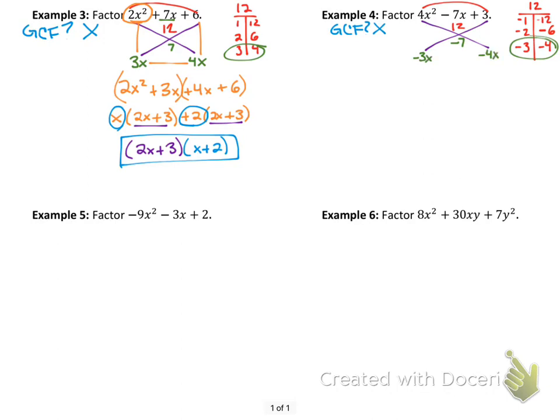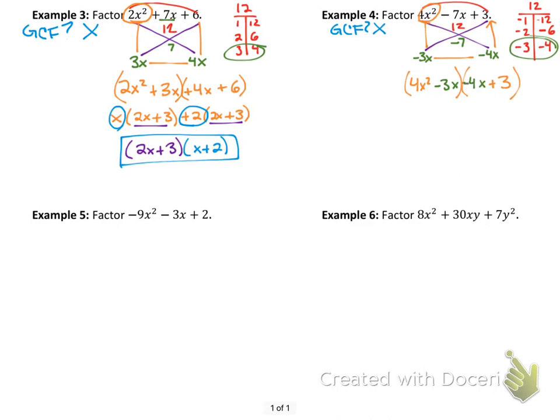Now I'm going to write things down in that square. So we start with 4x squared. We go down and we put negative 3x. We go over and put negative 4x. Then we go back up and put plus 3. Now we group. First two terms, last two terms.